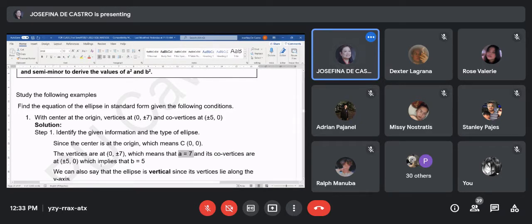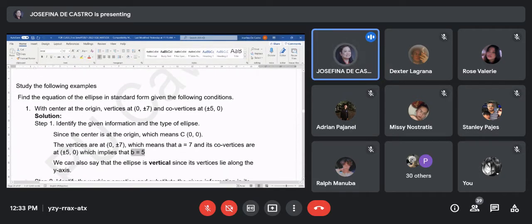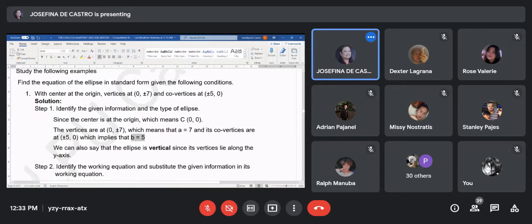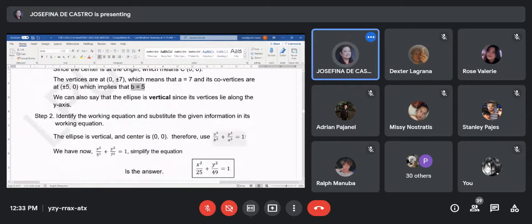Okay? And it is vertical. And then the b, which is the co-vertices: your b is equal to 5, since that is the semi-minor axis. 10 is the length of the minor axis. Therefore, the semi-minor, or b, is equal to 5. And then the equation to be used, since it is vertical, is x squared over b squared plus y squared over a squared is equal to 1.